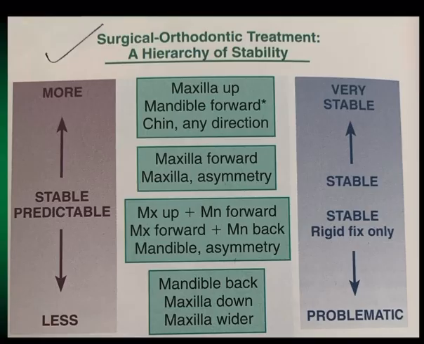In surgical orthodontic treatment, there is a hierarchy of stability. So the more predictable and stable procedures are superior impaction of the maxilla, then BSSO with advancement of the mandible, and chin in any direction. And the least stable ones are the mandibular setback, then down positioning of the maxilla, and expansion of the maxilla.